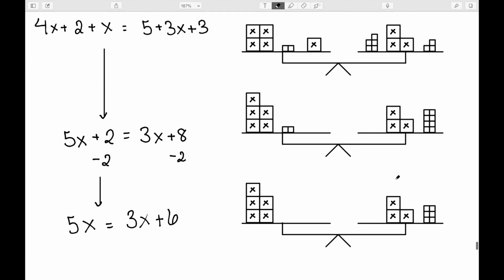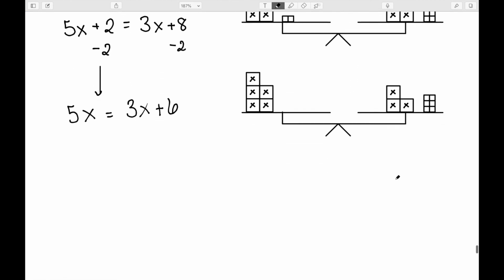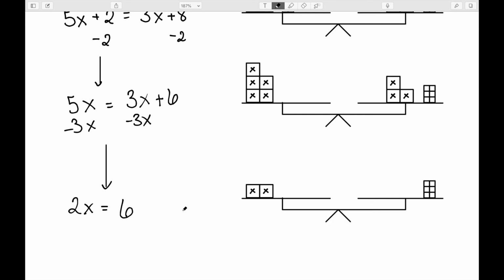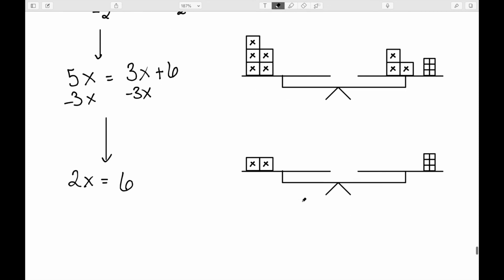The next thing we might want to do in our equation is to subtract 3x from both sides. On the left-hand side, 5x minus 3x is 2x. On the right-hand side, we would have 6. In my pan balance, that would be the equivalent of removing 3 of the x blocks from each side.